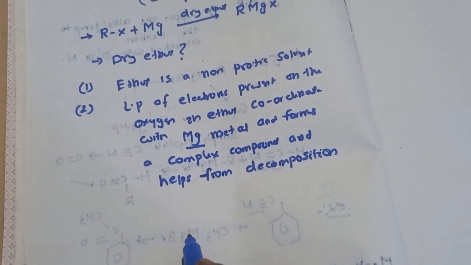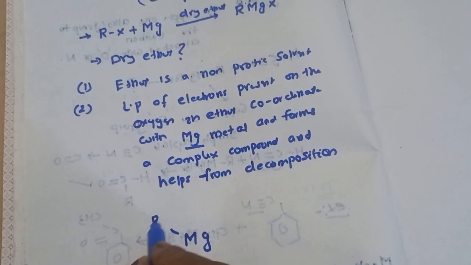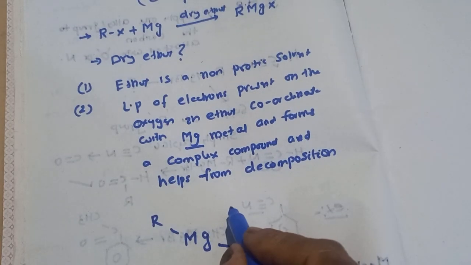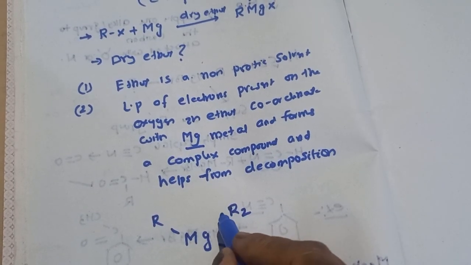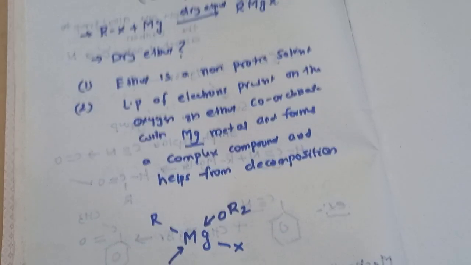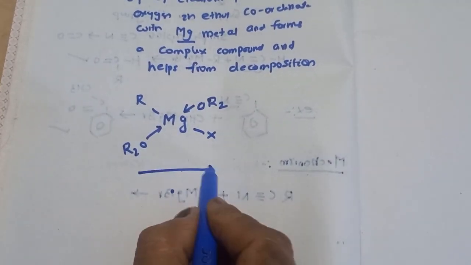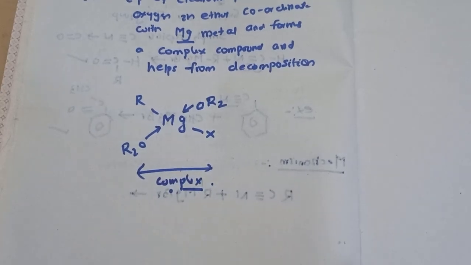How? Here, this is a Grignard reagent. Two molecules of ether, say for example R2O, I will take like this R2O, right? It coordinates, and in this way it forms a complex compound, and this complex is a stable complex.